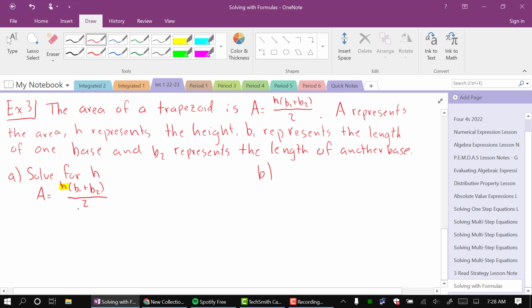So I'm going to start off with undoing the division. So I'm going to multiply both sides by 2. 2 times A is just 2A. And then over here I have a 2 in the numerator, or the top, and a 2 in the denominator, or the bottom, leaving me with just H times base 1 plus base 2. Okay? Almost solved for H. I just have it multiplying this. So I'm going to undo the multiplication with division. So divide both sides by base 1 plus base 2.